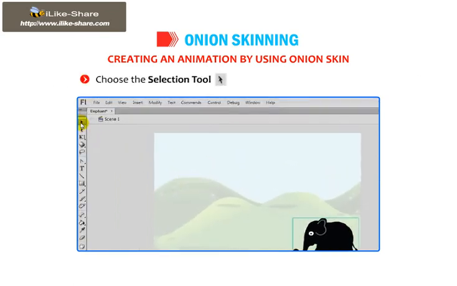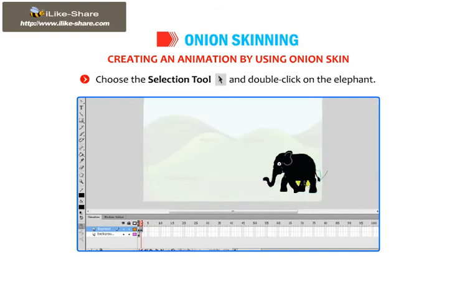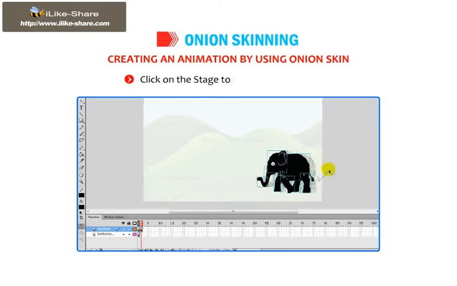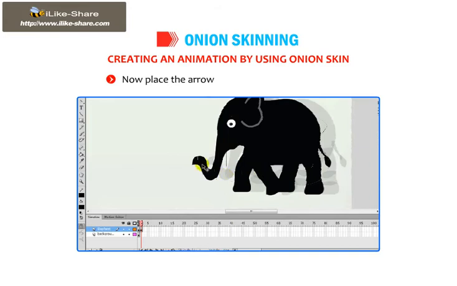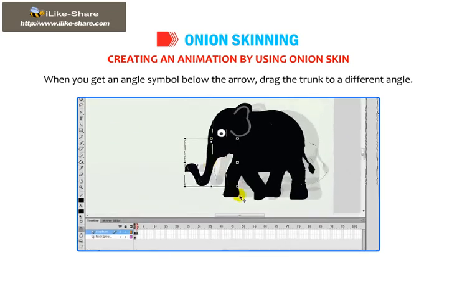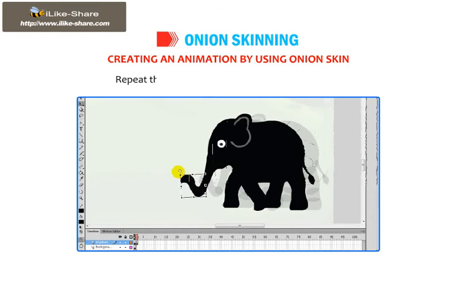Choose the Selection tool and double-click on the elephant. Move the elephant slightly. Click on the stage to deselect the elephant. Now place the arrow near to the trunk of elephant. When you get an angle symbol below the arrow, drag the trunk to a different angle. Repeat the same steps for the feet of the elephant.